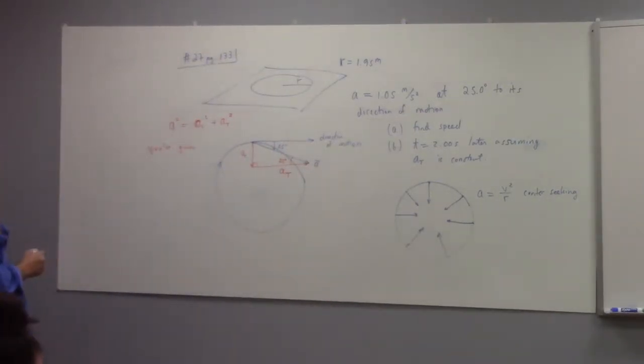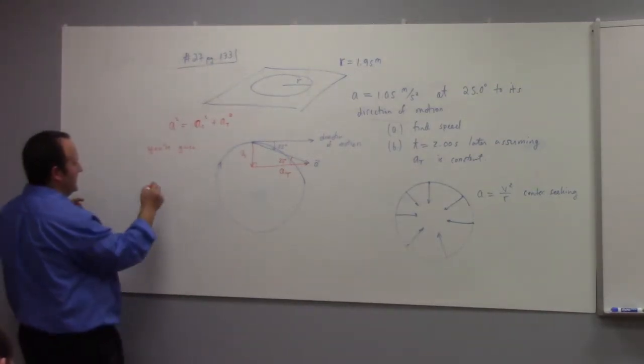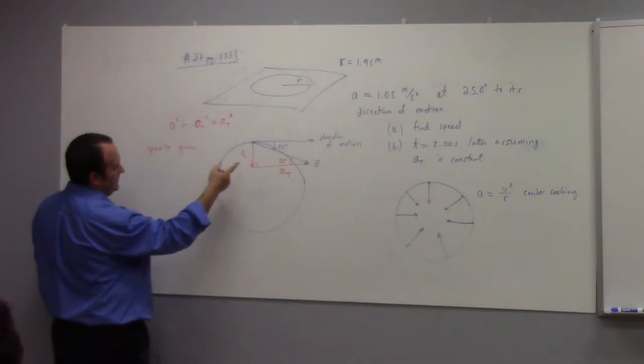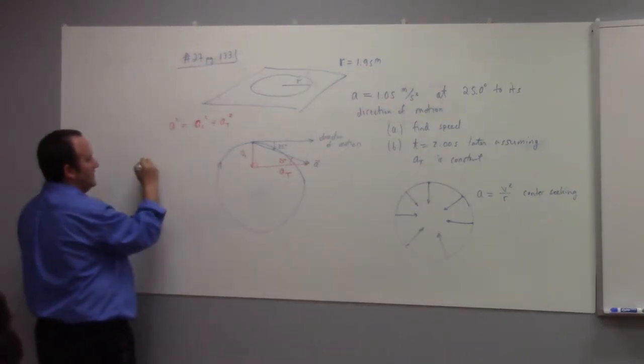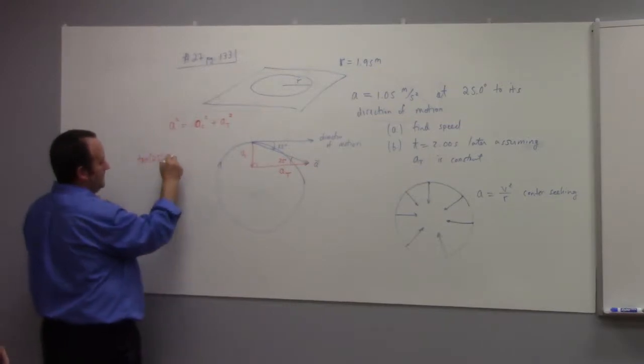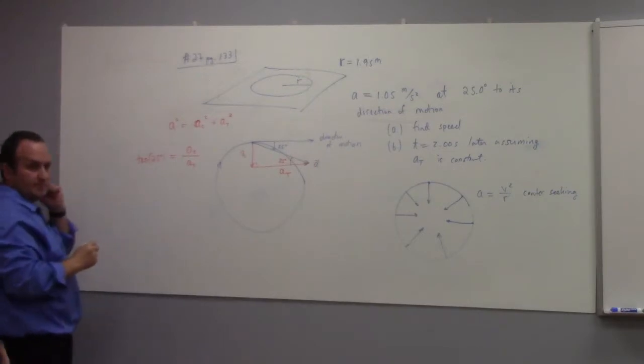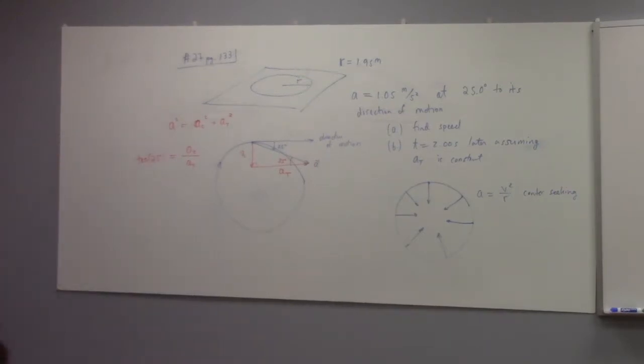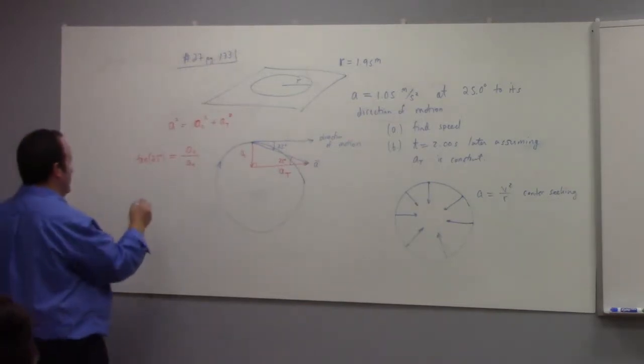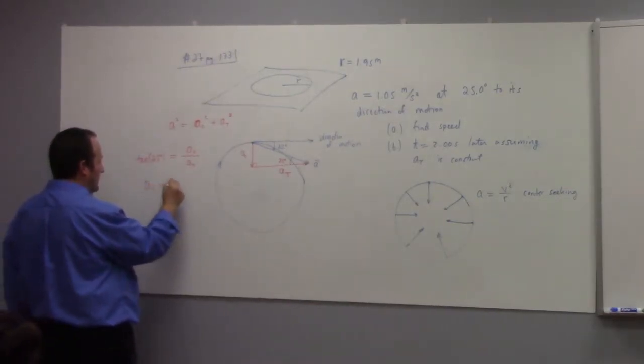So let's see here. What am I given? 1.05. Find speed. Okay, so we're given that 25 degrees. So let's say this. The tangent of 25 is what? It would be the centripetal acceleration divided by the tangential, right? If you look at the triangle, see that? But also the centripetal acceleration is equal to v squared over r.